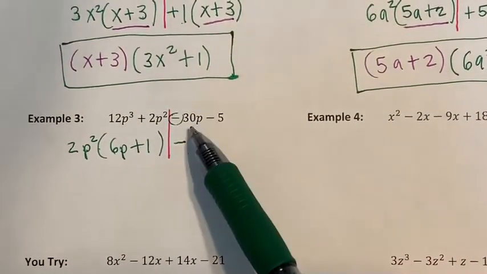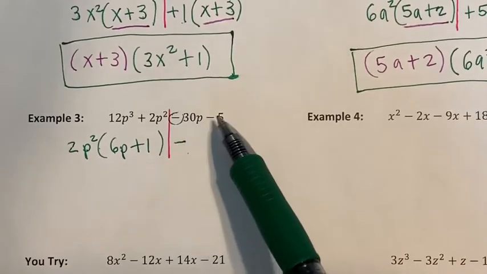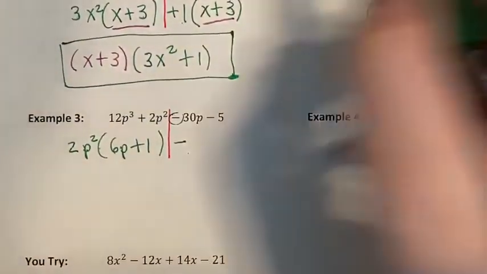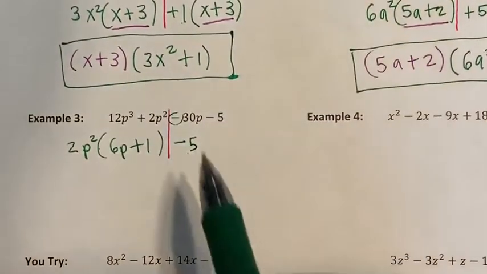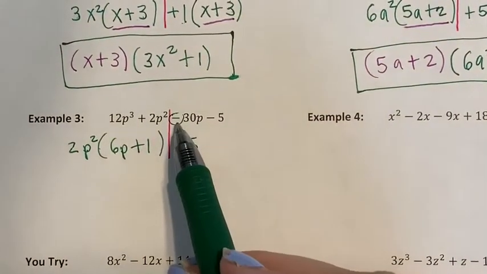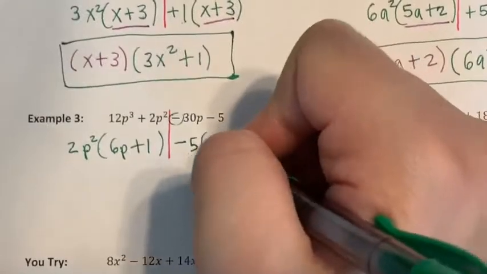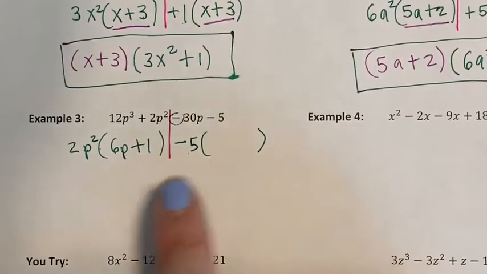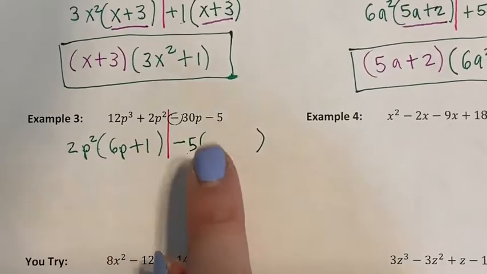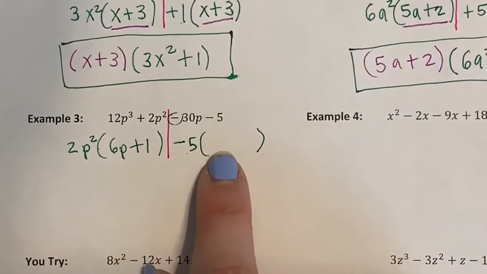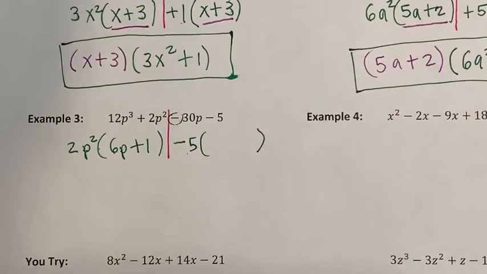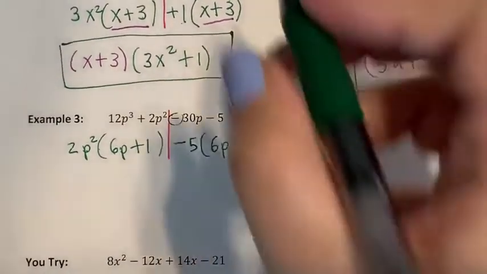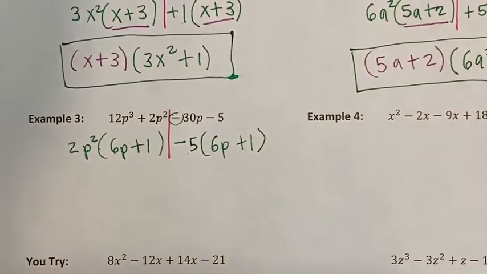So what's the biggest number I could pull out of 30 and 5? That would be 5, but we said we're going to make it a negative 5 because our third term is negative. Put your parentheses, and let's hope that when I do this backwards distribution here, I'm going to get 6p plus 1. That's what I'm hoping. Negative 5 times what gives me negative 30p? That would be 6p. Negative 5 times what gives me negative 5? That would be positive 1.